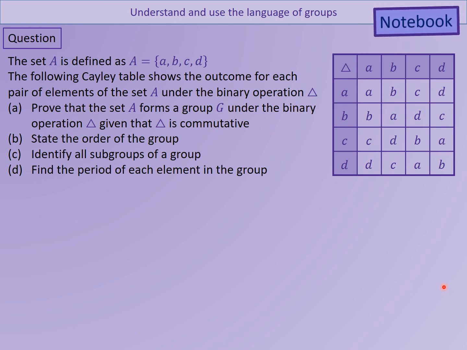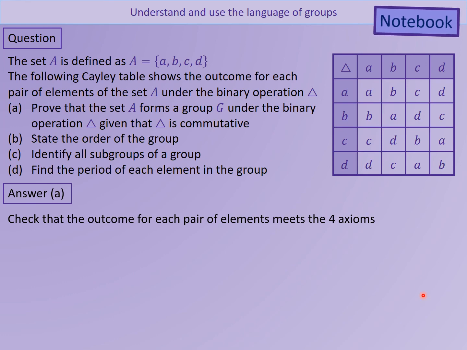Okay, so question A then is saying, can we prove the set G forms a group? All right, so we need to actually show that this is going to form a group under the binary operation triangle, given that triangle is commutative. We're going to come back to that idea in a minute. We haven't come across commutative recently, so we're going to talk about why that helps us.